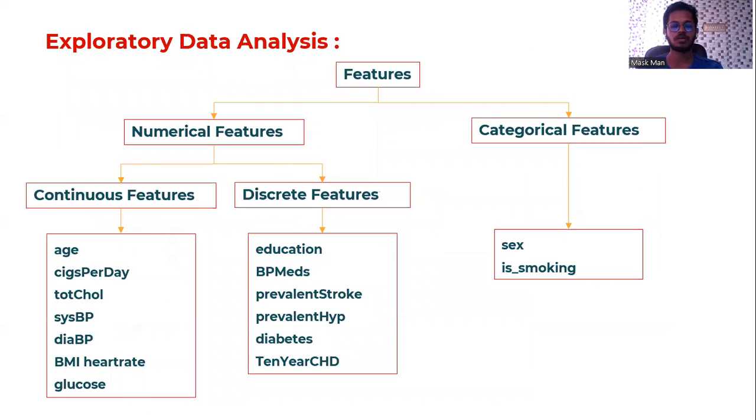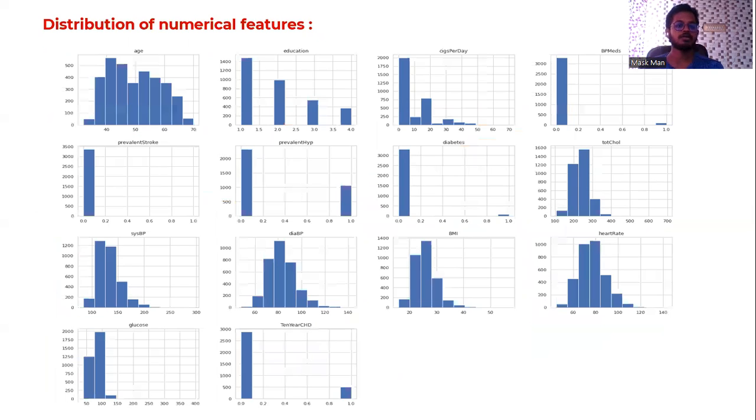And the third stage is exploratory data analysis. The first step in exploratory data analysis is understanding the features and the types of features, like what are the numerical features, what are the categorical features, and in numerical features, what are the discrete features and what are the continuous features. So we can see here the continuous, discrete, and categorical features. After dividing the features into numerical and categorical, we can observe the distributions. First, we observe the distributions of numerical features.